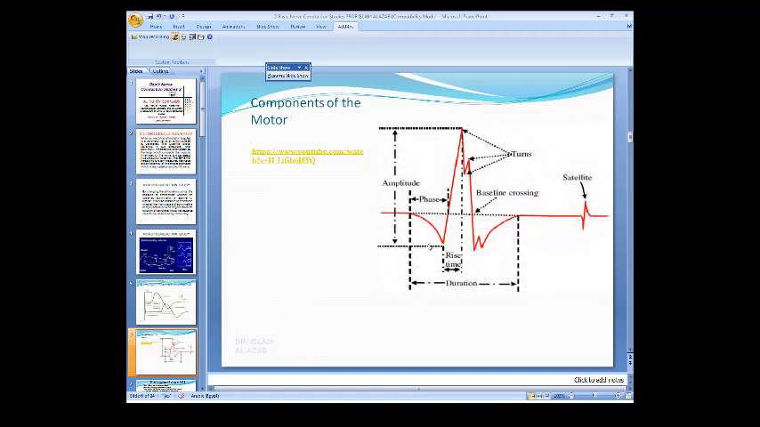The duration is calculated from the first crossing of the baseline to the positive and the return from the positive to the baseline. This is called duration.